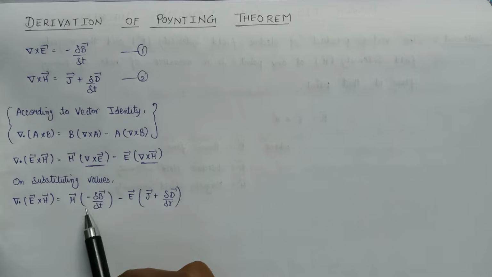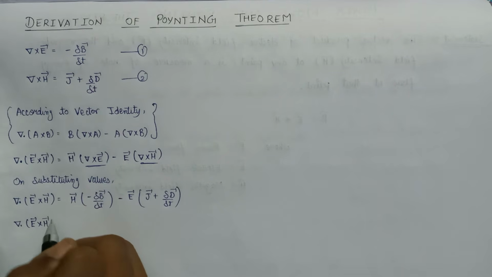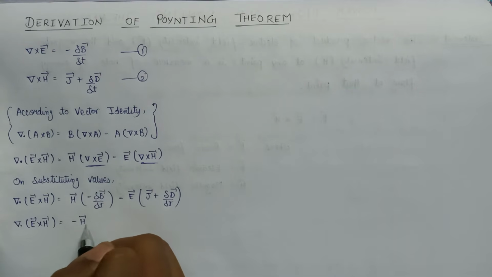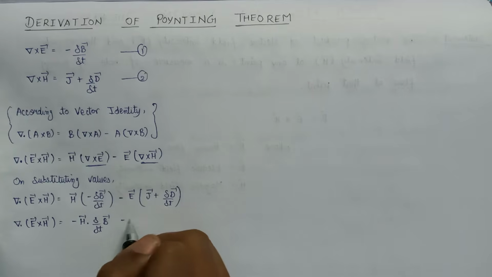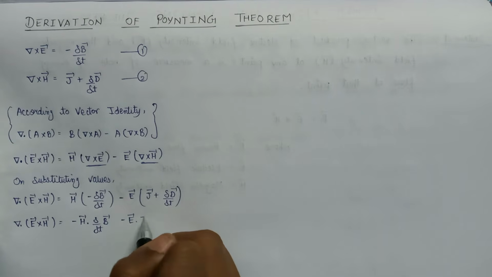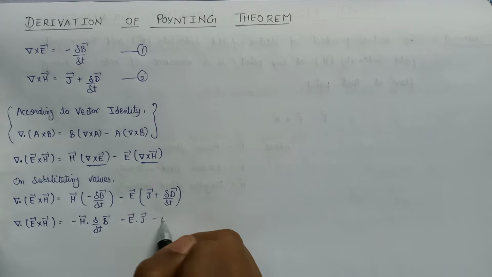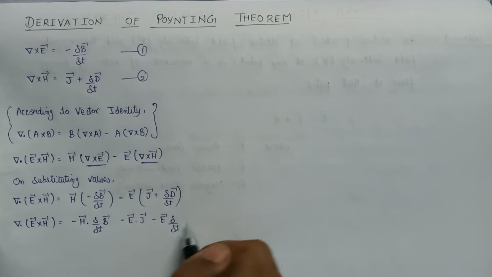Now we have to open these brackets. On simplifying, we get del dot E cross H equals minus H dot del over del T of B vector, minus E vector dot J vector, minus E dot del over del T of D.